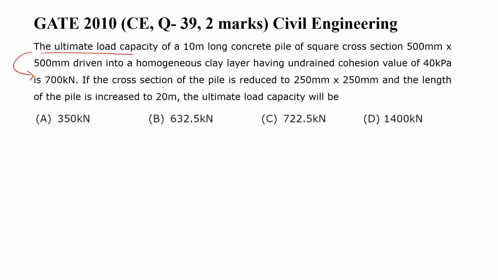So the cross section of the pile is reduced from here to here and the length of the pile is increased to 20 meter from 10 meter. So if the given dimensions in case 1 are 10 meter and 500 mm by 500 mm, the capacity is 700, whereas if the dimensions are changed, then the new capacity will be how much? This question is from the 2010 GATE paper, question number 39, containing 2 marks.